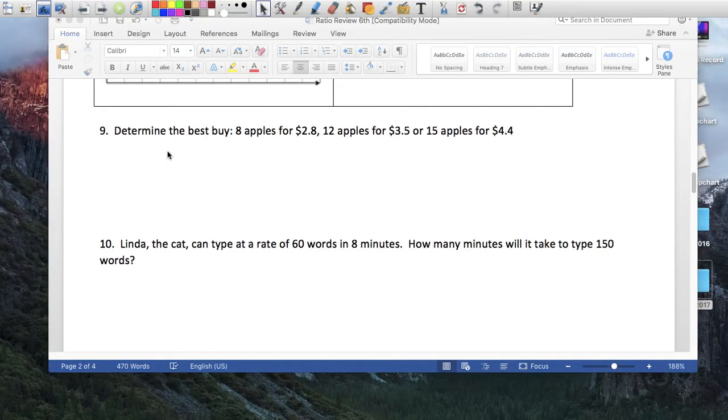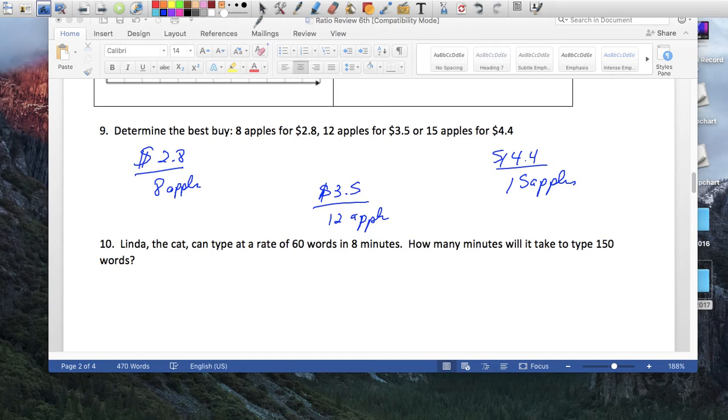Determine the best buys. 8 apples for $2.80, 12 apples for $3.50, or 15 apples for $4.40. So definitely a unit rate problem. So let's just write everything in money. So $2.80 for 8 apples, $3.50 for 12 apples. And then the last one is $4.40 for 15 apples.